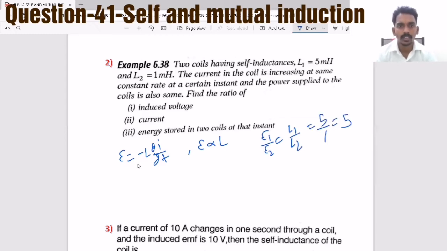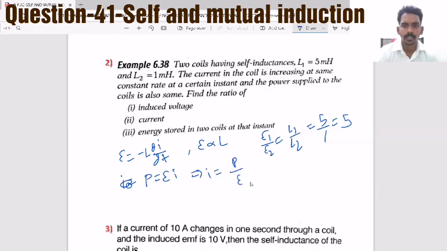So 5. Now the current I: the power supplied to the coil is also the same. So power equals epsilon into I. Then current equals P by epsilon. So as power is the same, I is inversely proportional to epsilon. So I1 by I2 equals epsilon 2 by epsilon 1, that is 1 by 5.